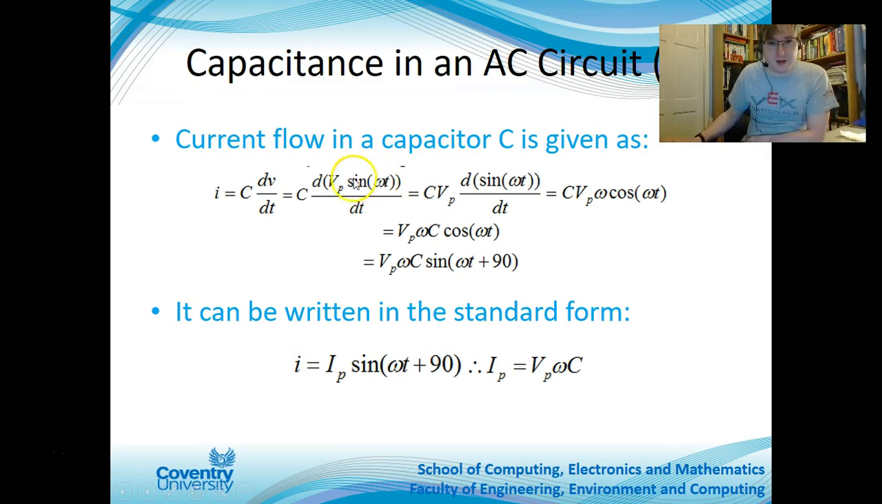So we can sub in our Vp sine omega t term for our voltage, as we did earlier. The V peak isn't going to change, so we can take that out, and then we can do a differentiation, so sine becomes cos again. Then we have to convert the cos back into a sine by adding 90 degrees to it. So our final answer is Vp omega C sine omega t plus 90, which can be written in the standard form of Ip is equal to Vp omega C. So just have a look at the mathematics.